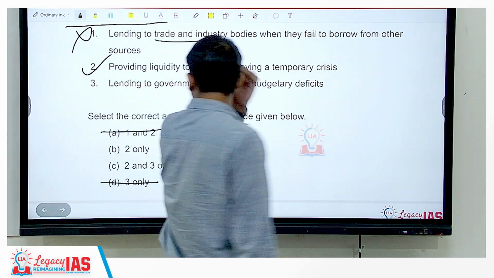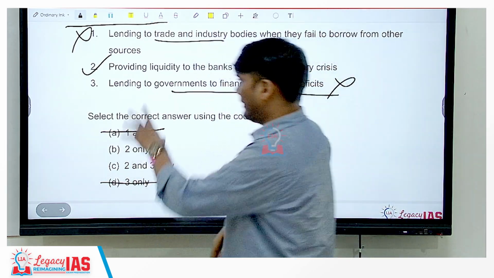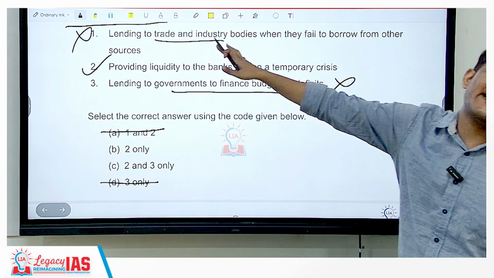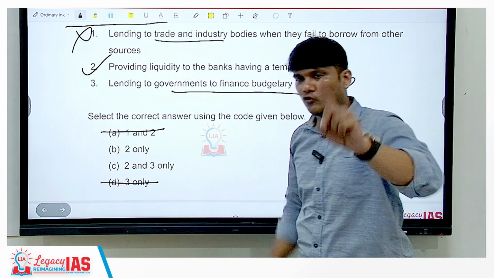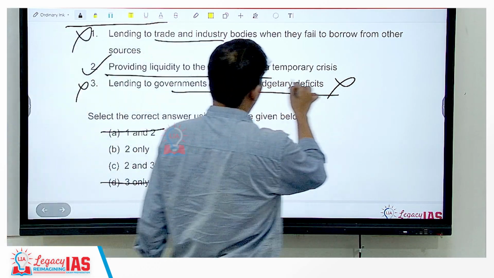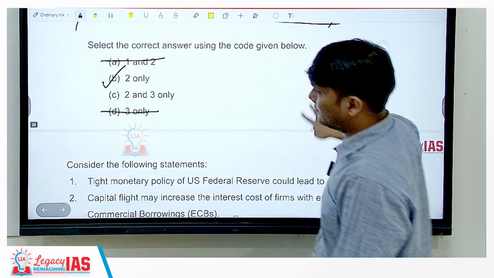Let's look at 3. Lending to government to finance budgetary deficits? No. The RBI can do that, but because of this, it is not known as lender of last resort. It is known as lender of last resort because it provides liquidity to the banks having a temporary crisis. So the correct answer is option B.